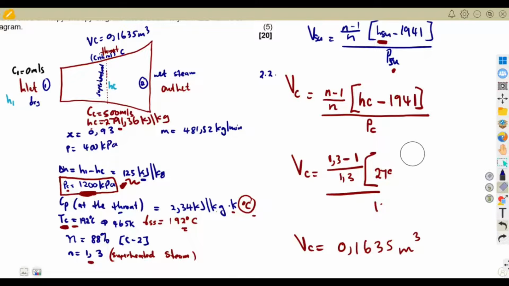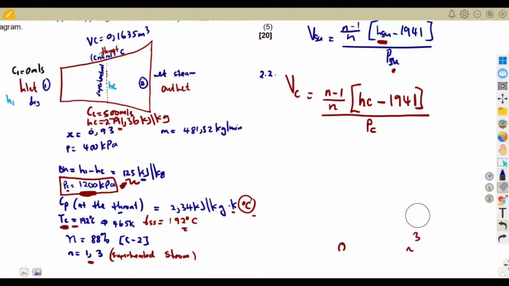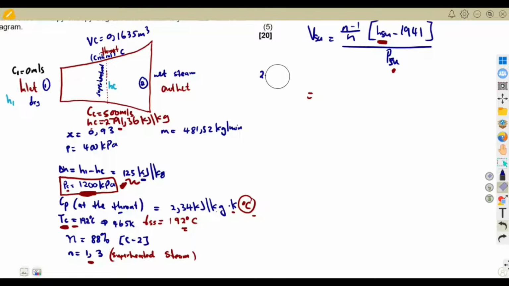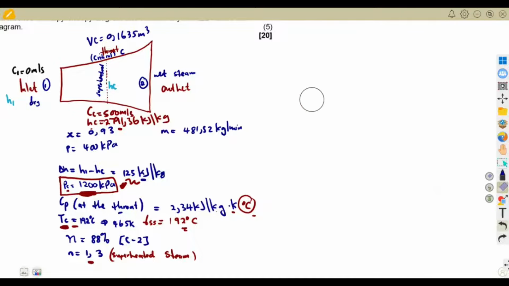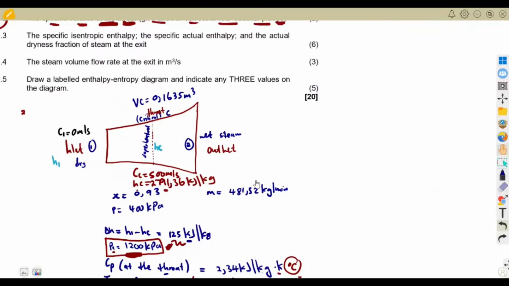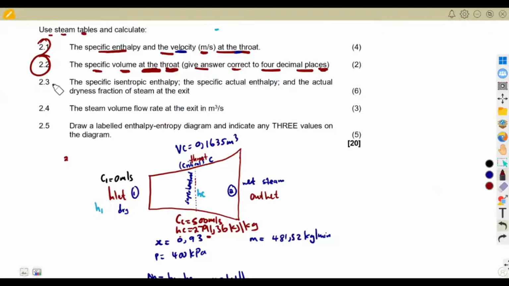All right, so let us see another question. As you can see, guys, they're straightforward questions if you understand the steam calculations from N5, because it's just an application, and the formulas, you know them, or you are given. Now they're saying the specific isentropic enthalpy. So when you're talking about this, we are referring to a condition whereby there is the exact value.